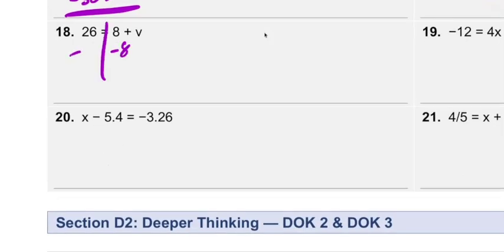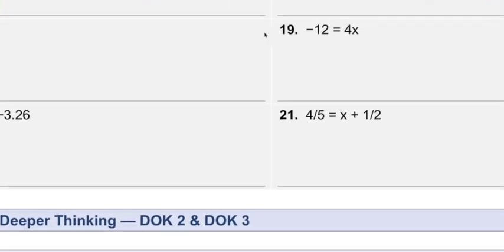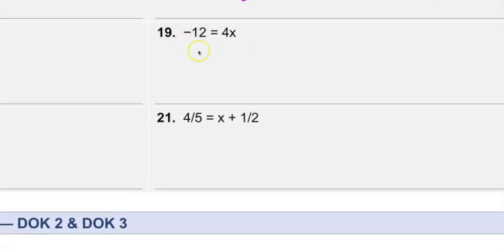It's minus a from both sides. Boom, 16 equals v. Done. I mean, I probably should be checking my work on some of these. I'm going to do this one. Over here, divide by 4. I get 12 over 4 is negative 3 equals x.